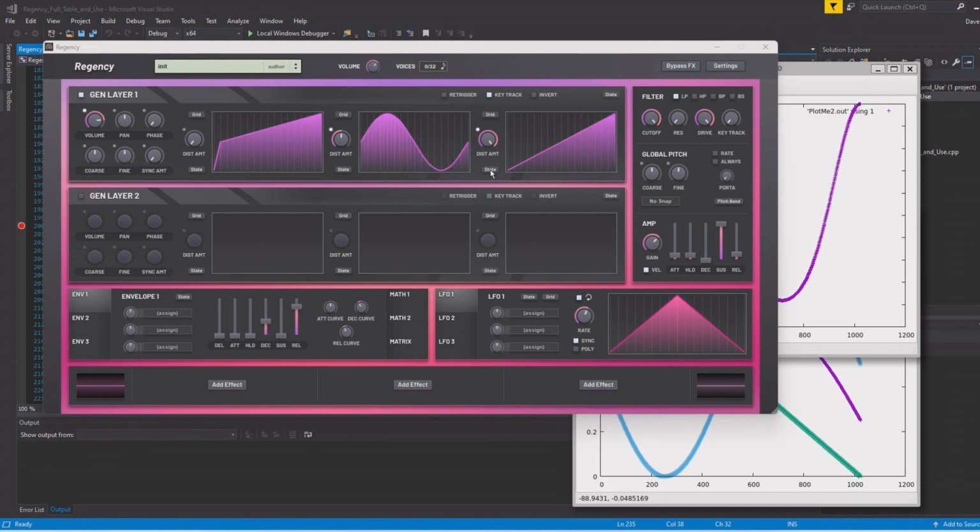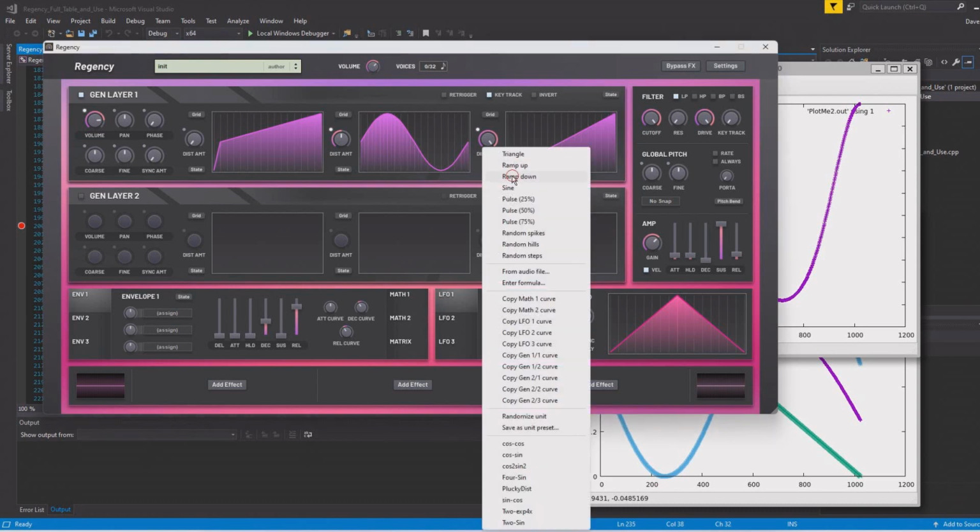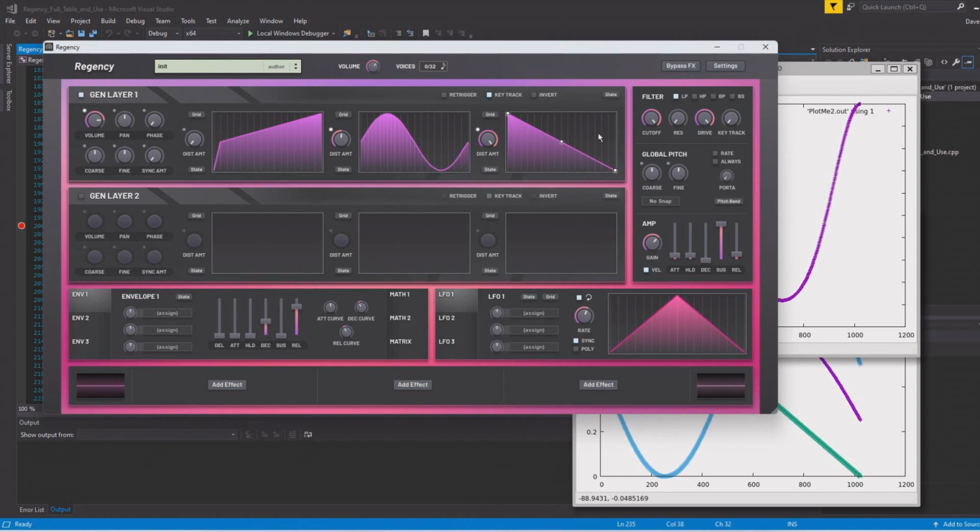Now I'm going to change this so we have a ramp down to explain what these do. The ramp up says read this from beginning to end. This ramp down says read from end to beginning. So it's the opposite, going in the opposite direction of this to read this signal. The ramp up tells how to read this one, tells how to read this one. In the case of distortion amount being 100%, that's true.